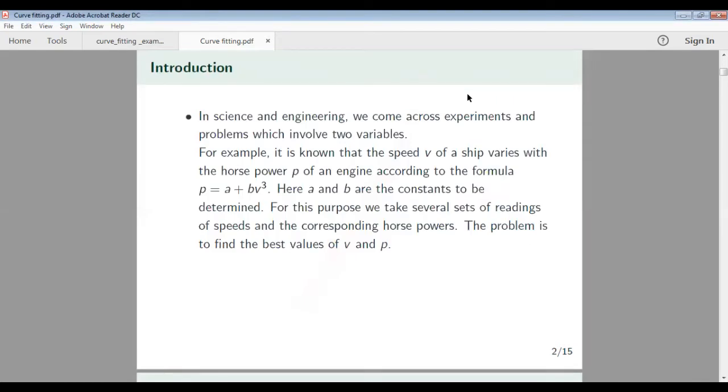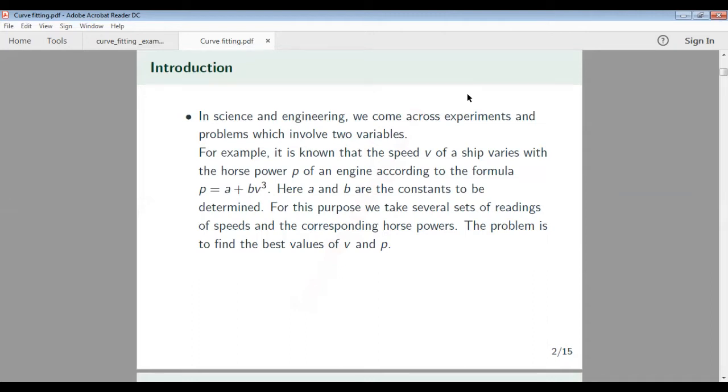In experiments, we come across problems involving two variables. An example is given here of a ship, where the speed of the ship varies with the horsepower of the engine. The formula is P equal to A plus B V cube, where P is the power of the engine and V is the velocity. A and B are constants, and these constants have to be determined if you want to plot a graph between the power and velocity.